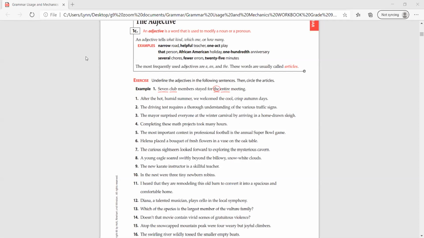Number four. Number four is this and math, adjectives of project. Okay. And many is an adjective for hours. Okay. All right. Number five. Number five, most and important are adjectives for contest. Okay. And professional is an adjective for football. Okay. And annual and Super Bowl for game. Okay. The is the article before annual, and the before most. Okay. Good job. Any questions here?